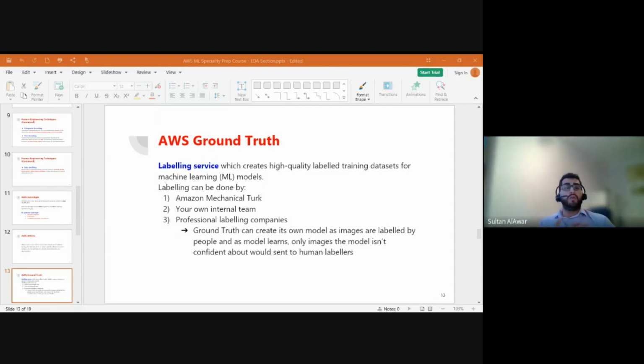So one important feature of Ground Truth as well, Ground Truth can create its own model for labeling. So as images, for example, or text are labeled by people, the model would learn how the labeling would work, and only images or text the model isn't confident about would be sent to human labelers.